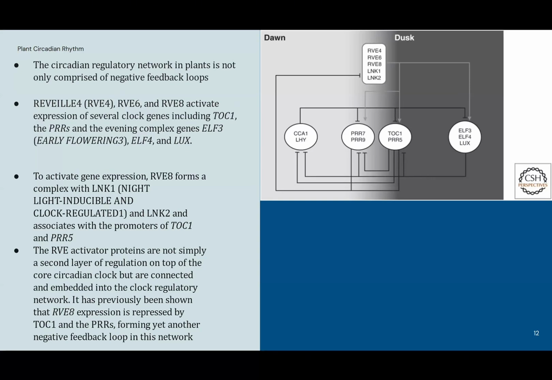The RVE activator proteins are not simply a second layer of regulation on top of the core circadian clock, but are connected and embedded into the clock regulatory network. It has been previously shown that RVE8 expression is repressed by TOC1 and the PRRs, forming yet another negative feedback loop in this network.